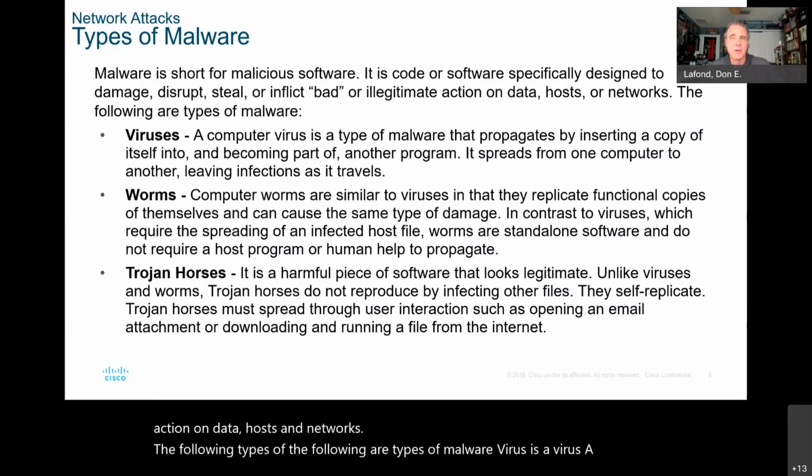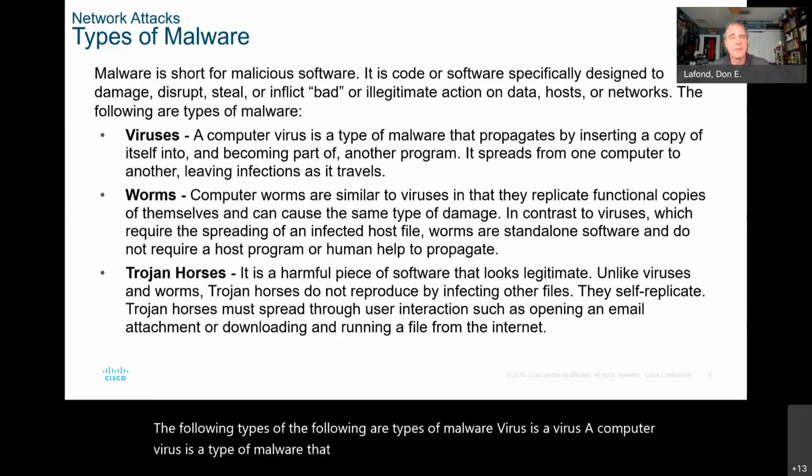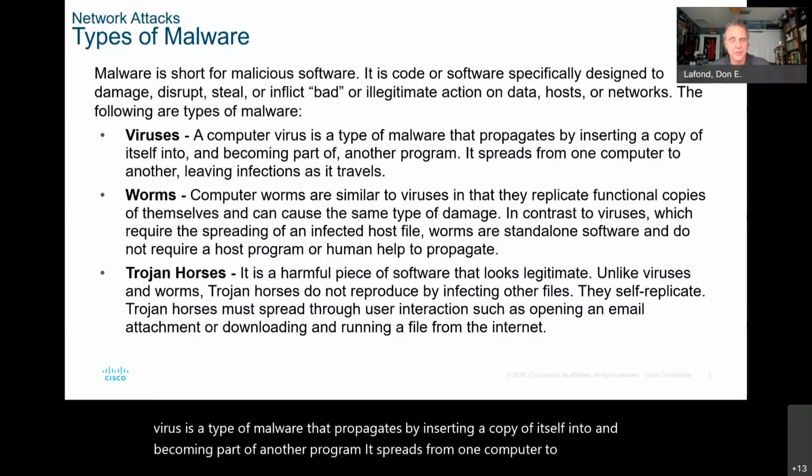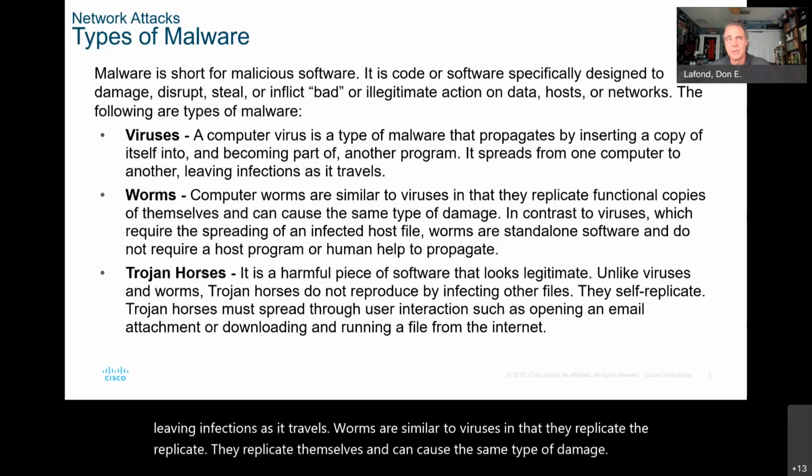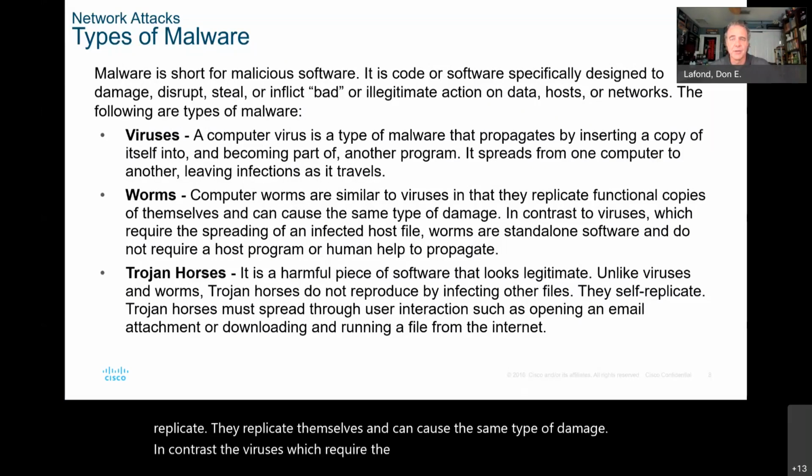A computer virus is a type of malware that propagates by inserting a copy of itself into and becoming part of another program. It spreads from one computer to another, leaving infections as it travels. Worms are similar to viruses in that they replicate themselves and can cause the same type of damage. In contrast to viruses, which require the spreading of infected host files, worms are standalone software and they do not require a host program or human to propagate through a system or a network.